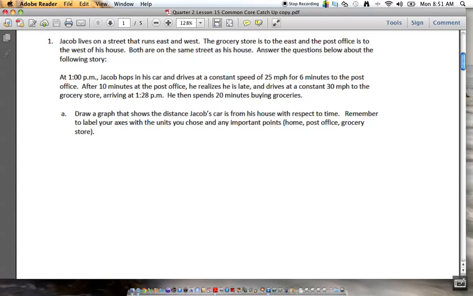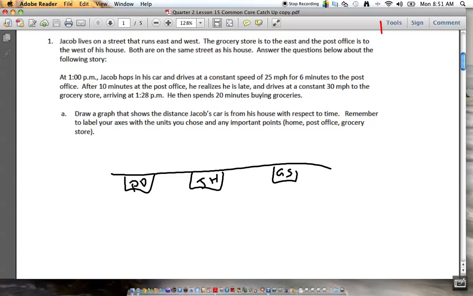Let's see here. Here's the street. Here's Jacob's house. And it says the grocery store is to the east, post office is to the west. Okay? Jacob hops in his car and drives at a constant speed of 25 miles an hour for 6 minutes to the post office. After 10 minutes at the post office, he realizes he is late, and he drives a constant 30 miles per hour to the grocery store, arriving at 1:28 p.m. He then spends 20 minutes buying groceries. Okay, so draw a graph that shows distance Jacob is from the house with respect to time.